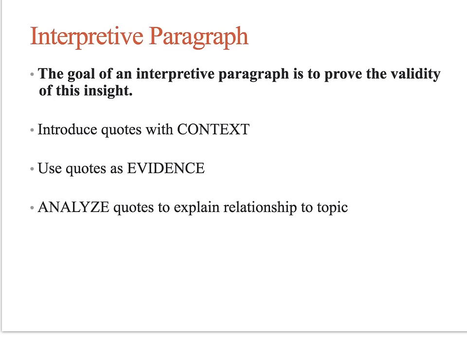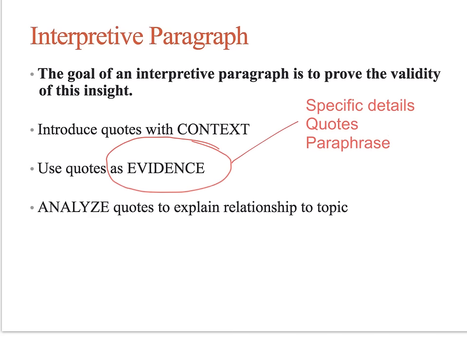When you're proving something for an interpretive paragraph, you need to do a few things. You need to introduce a piece of evidence. Just like an attorney introduces evidence in a courtroom, you'll be introducing evidence in your paragraph. And for the purposes of an English essay, that evidence means specific details from the story, presented as either a quote or you paraphrasing something that specifically happens in the story.